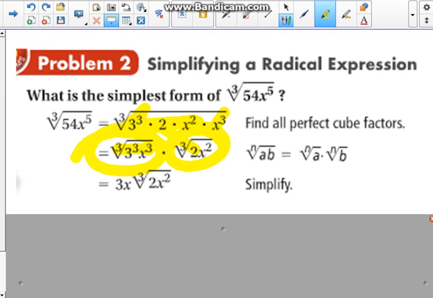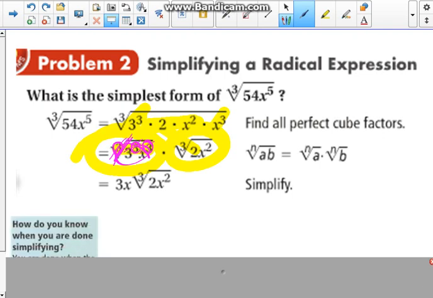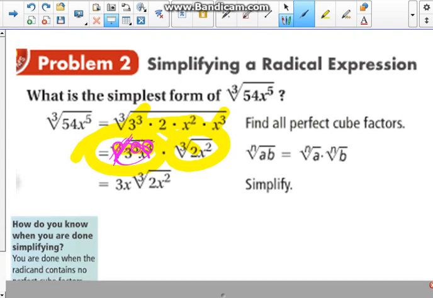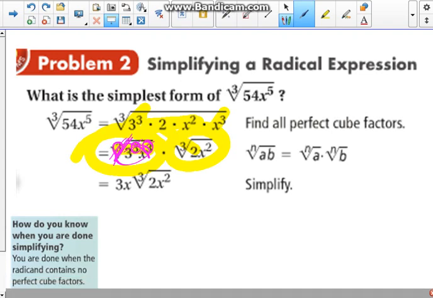I like to think of this as when you have this index and then your powers match the index, they sort of cancel each other out. And when you can clear all those, you take away your radical sign, and that just leaves you with the 3x. It says, how do you know when you're done simplifying? Well, you're done when the radicand contains no perfect cube factors, or whatever your index is. In this case, it was cube.